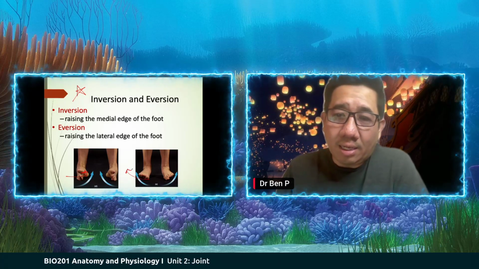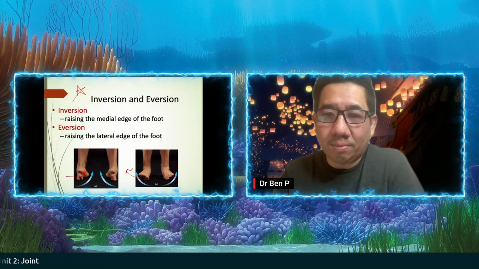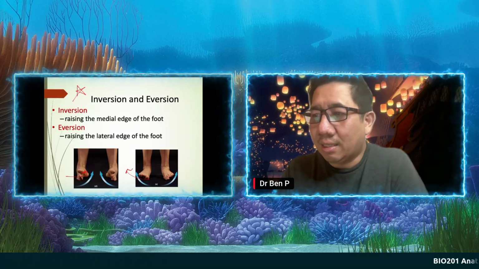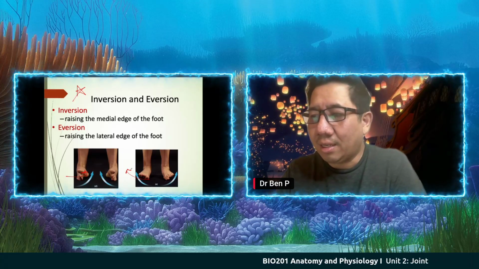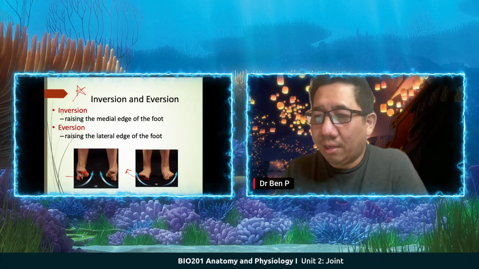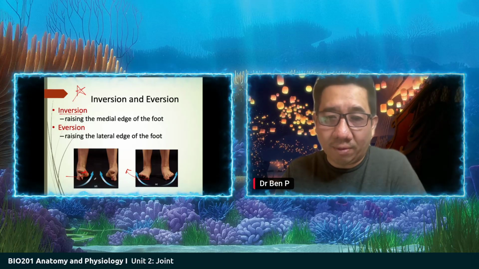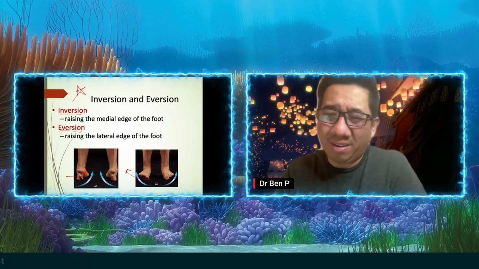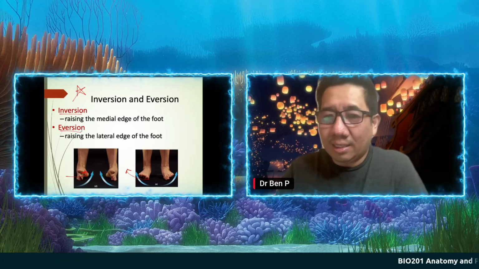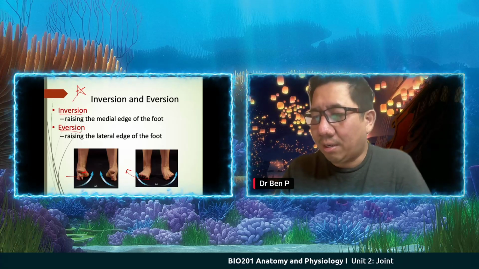This is oftentimes how you sprain your ankles. People actually sprain their ankle either with inversion or eversion. The most common one is inversion. It's rare to see eversion, but when you see it, things tend to become more severe because you actually sprain those ligaments.